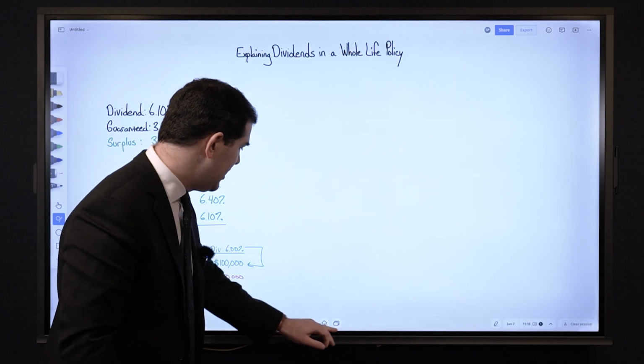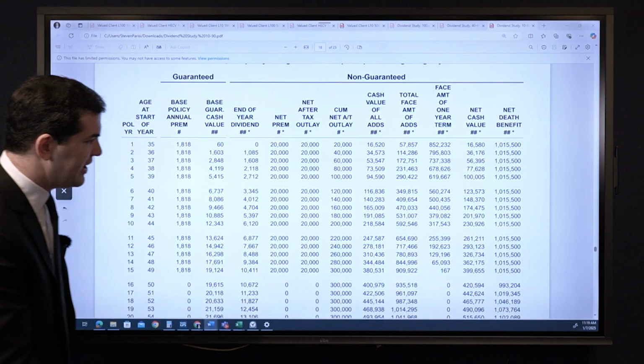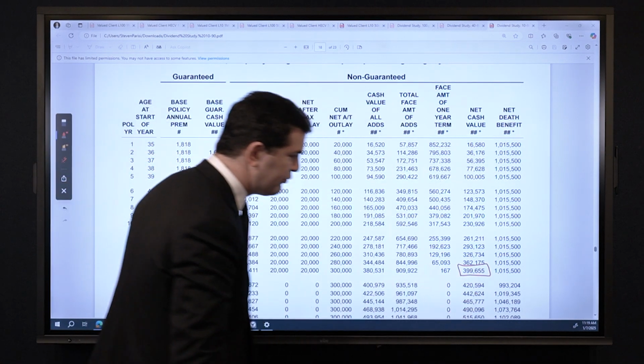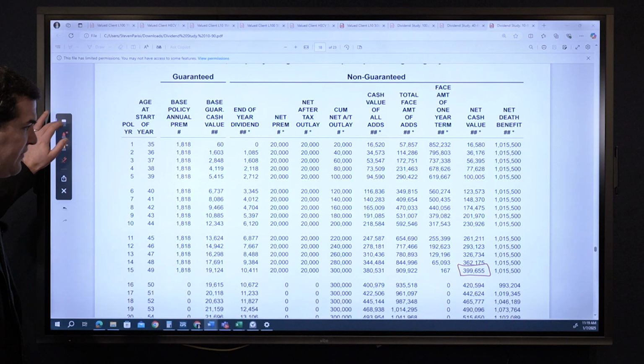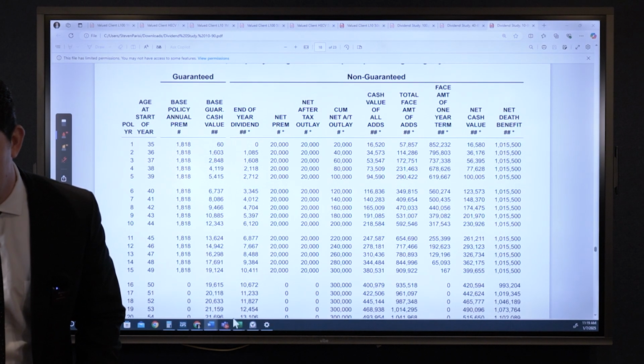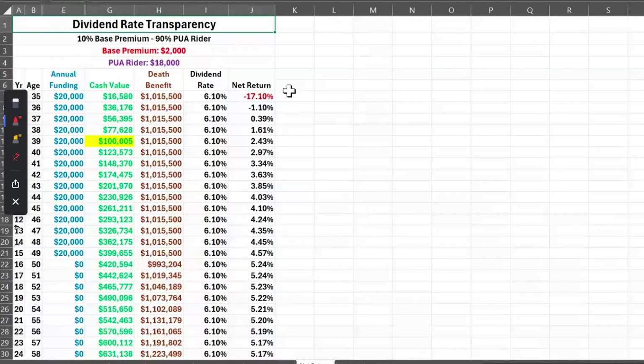So let's take a look at an example. We'll stay with that same policy, but we're going to look at this on Excel. What I want to hit on first is look at the year 15 cash value, $399,655. So I just pull that up to let you know that what you're going to see here in Excel is the exact same policy. We just exported everything to Excel. At year 15, there's your cash value of $399. Now the dividend rate is 6.10%.